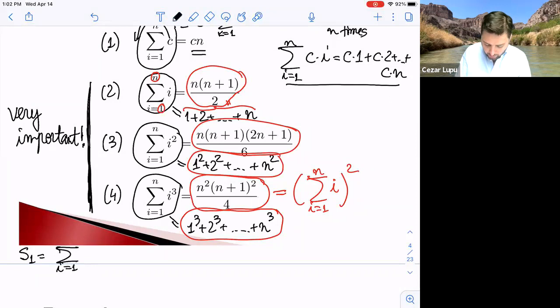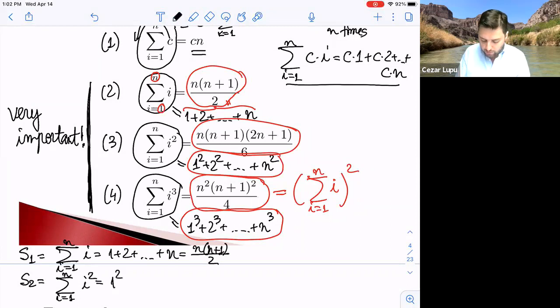So the sum from i equals 1 to n of i, which is 1 plus 2 plus up to n, is n times n plus 1, everything over 2. S2, the second sum, is the sum from i equals 1 to n of i squared, which is 1 squared plus 2 squared plus up to n squared, and this is n times n plus 1 times 2n plus 1, everything over 6.